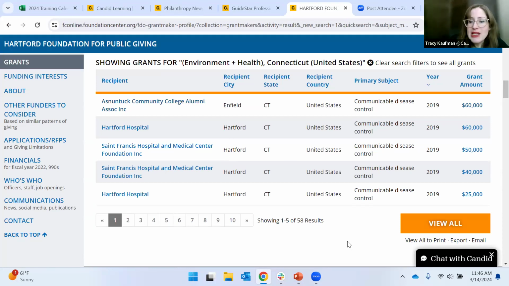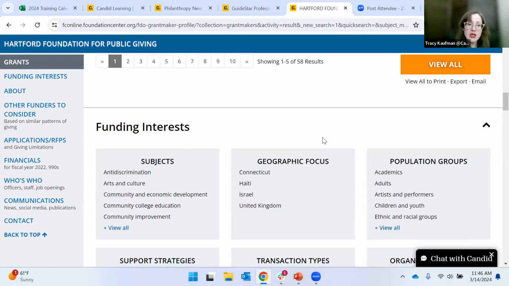But either way, this kind of gives you a little bit to work with when it comes to finding the fit. If they've funded people who are similar to you, or they funded programs that are similar to yours, that's actually a really good sign, because that means they care about the types of work that you are doing. So it's always great if you find that.